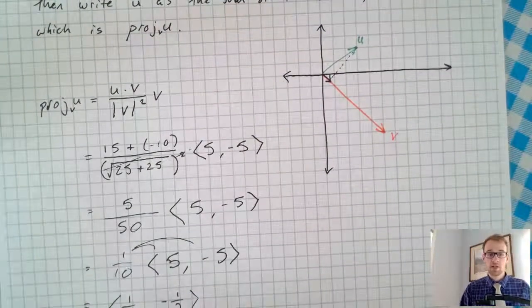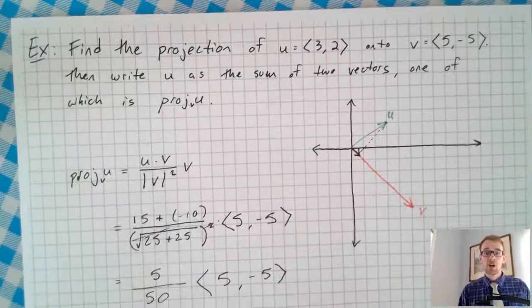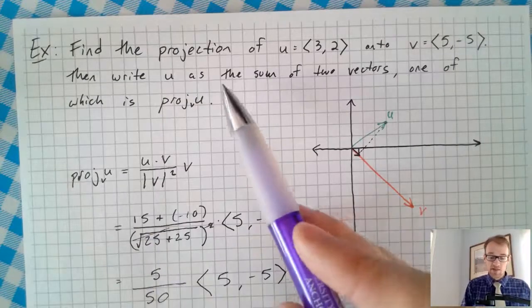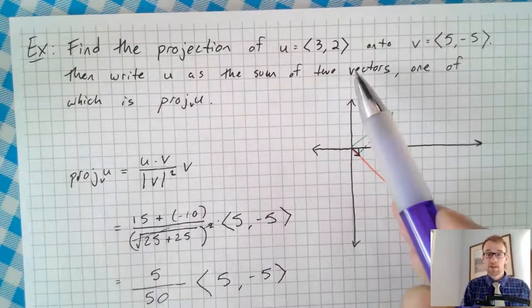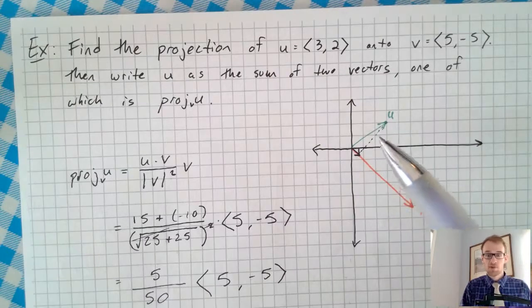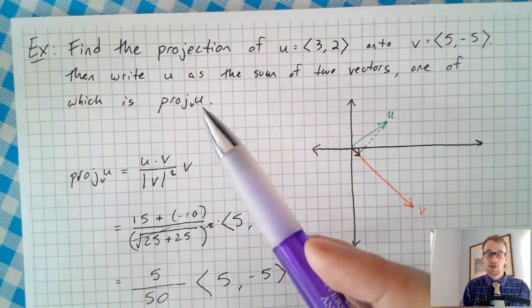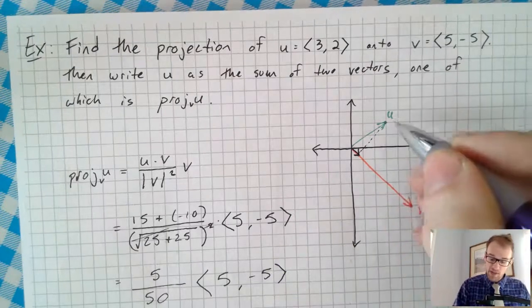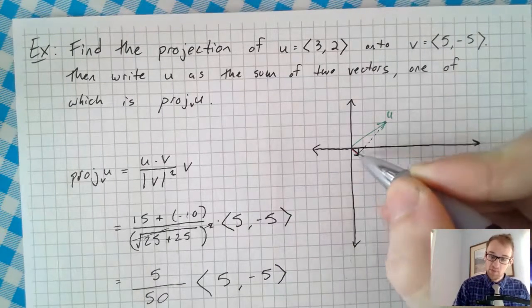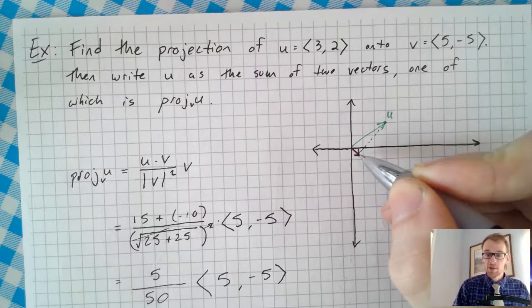Okay, are we done? No, we have a second job here. It says, then write u as the sum of two vectors. So one vector plus another vector equals u. One of these has to be the projection of v onto u. Okay, so I have to write u as the sum of this little black vector we found plus another vector.